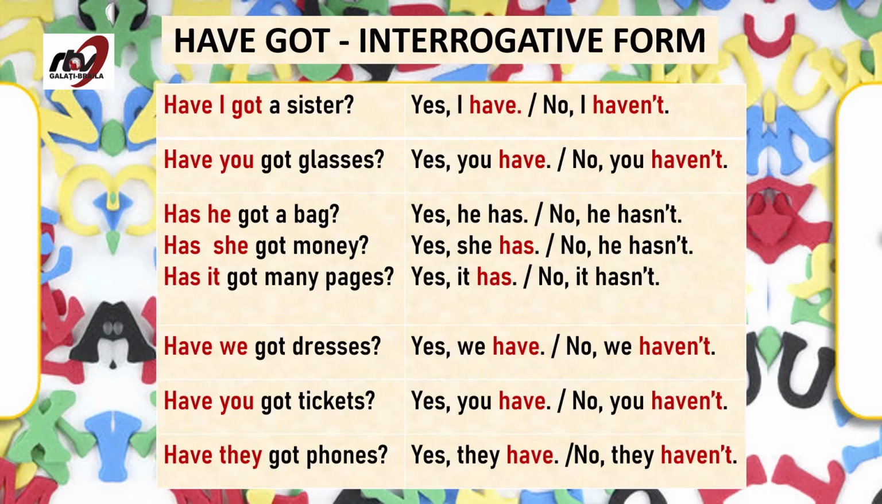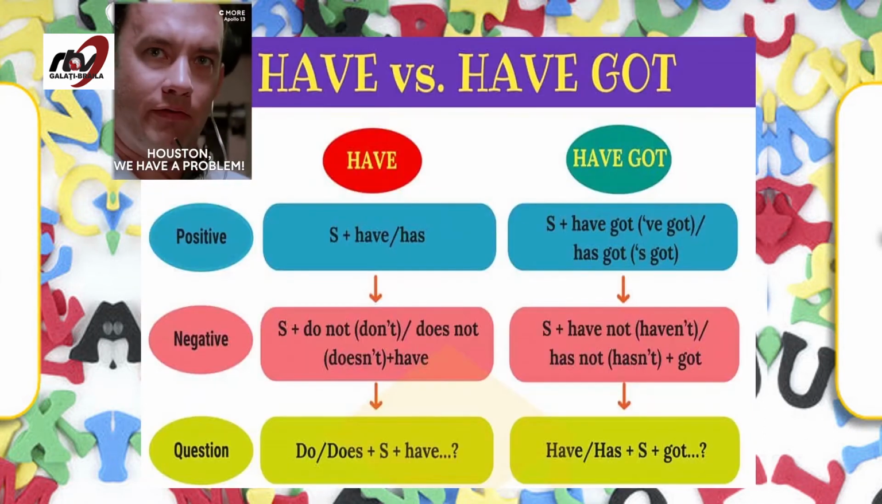Have we got dresses? Yes, we have. No, we haven't. Have you got tickets? Yes, we have. Or no, we haven't. Have they got phones? Yes, they have. Or no, they haven't.